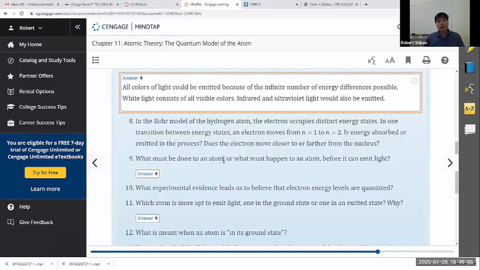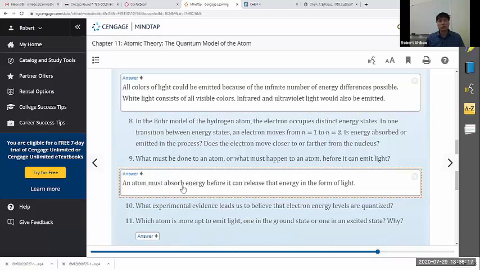What must be done to an atom, or what must happen to an atom before it can emit light? It's got to be excited, either electrically or thermally, through collisions. In order to get excited, it absorbs energy. And so you get to an excited energy state, which drops down to a lower energy state.